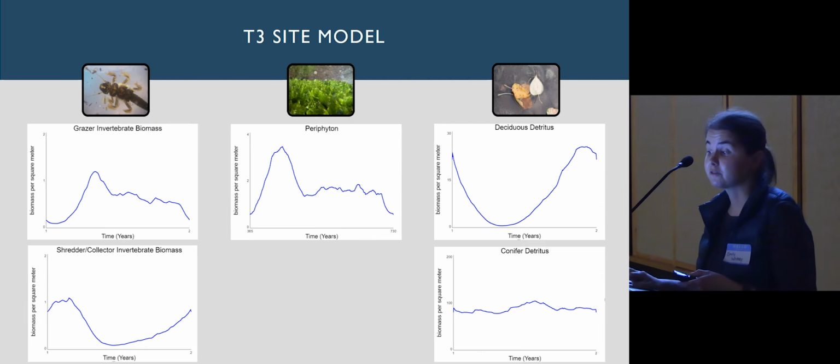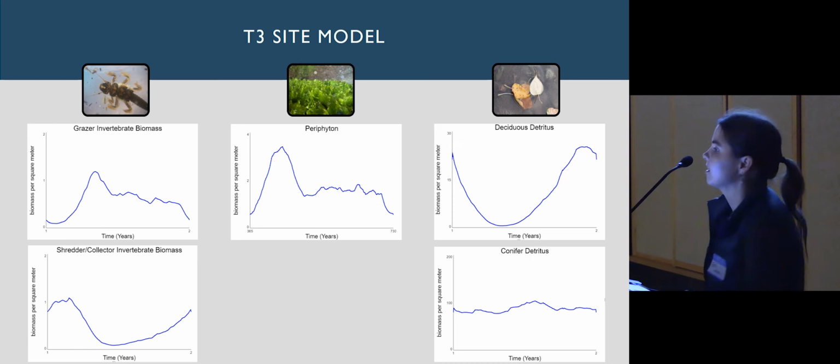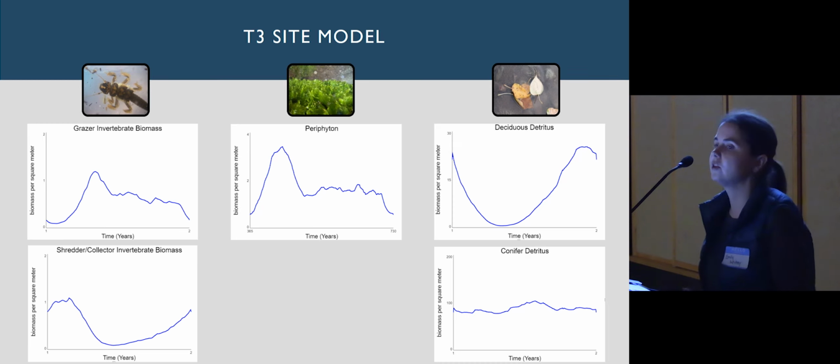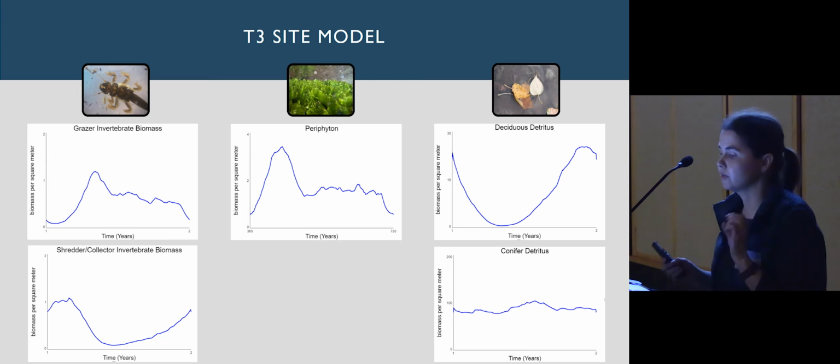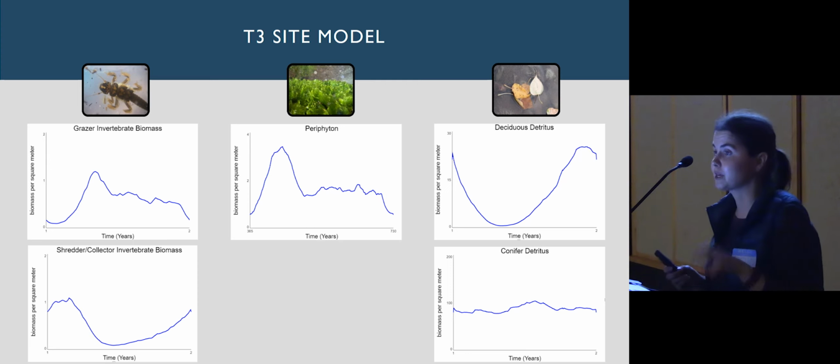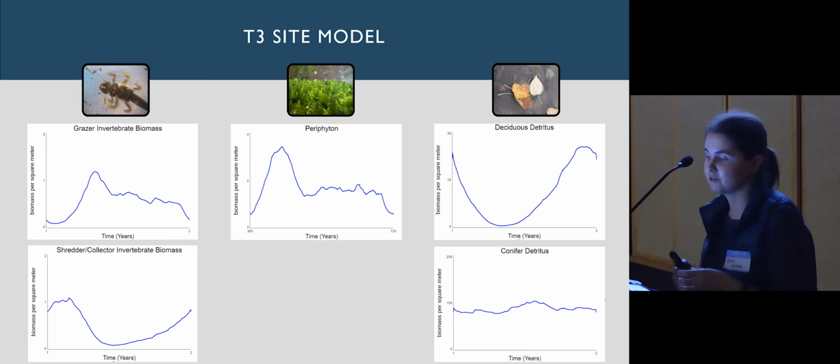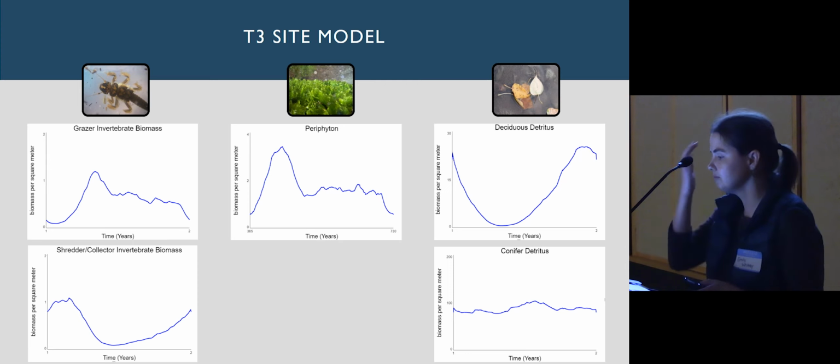All right, so we looked at fish, but we can also look at all of our other food web members. So we can look at our aquatic invertebrates, both our community of grazers as well as our shredder collector invertebrates. We can look at what's happening in the seasonal dynamics of our periphyton community, as well as our detritus broken up both into deciduous and conifer sources.